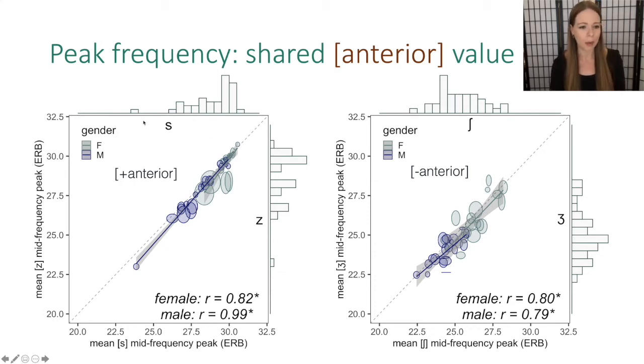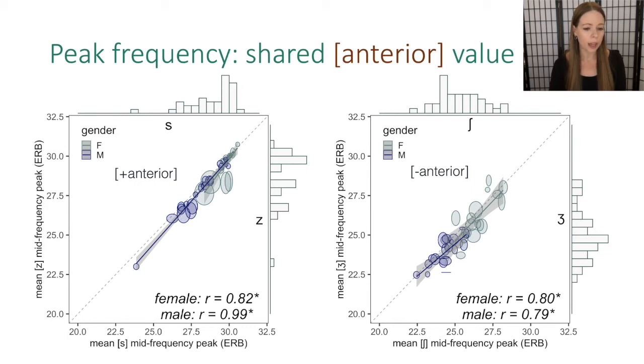So on the left-hand side, we have S and Z. The marginal histograms reflect the range of variation in talker mean peak frequencies. And each ellipse here is centered on a pair of talker mean peak frequencies, where the size of the ellipse corresponds to a fifth of the standard deviation.